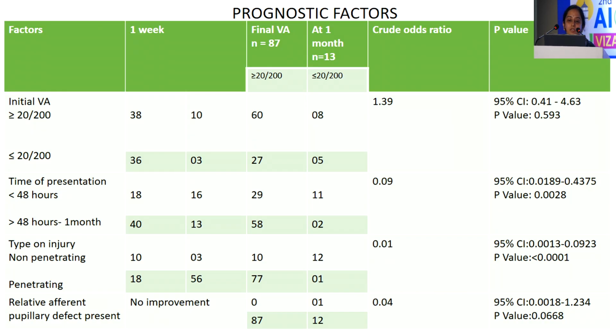When we analyzed the prognostic factors, we found that the patients who had an initial visual acuity at the time of presentation greater than or equal to 20/200 and had an early presentation to us, within 48 hours or within 48 hours to 1 week, their odds ratio was calculated to be 1.39 and 0.09 respectively, and the p-value was 0.593 for the visual acuity and 0.0028 for the time of presentation. So these were the two important prognostic indicators for the visual outcome after the proper management of injury in pseudophakic eye.